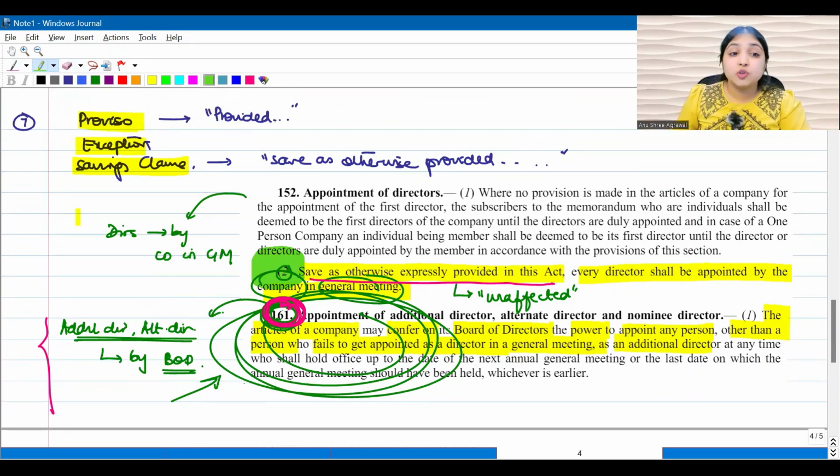Understanding, everybody? So what does a proviso do? A proviso first creates an exception, and then for that exception, it creates a special rule. An exception just creates an exception. And a savings clause protects other sections from getting destroyed. A savings clause says that let the other provisions stay unaffected.